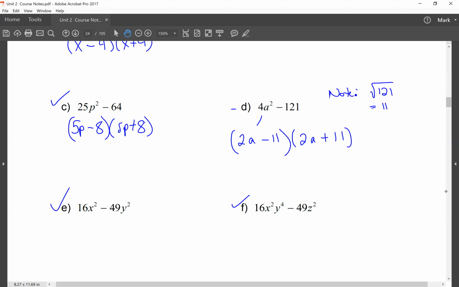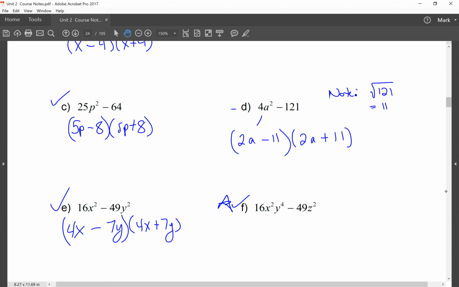Okay, E would be 16x squared, so 4x minus 7y, 4x plus 7y. Okay, and then F would be, we have 4 again.